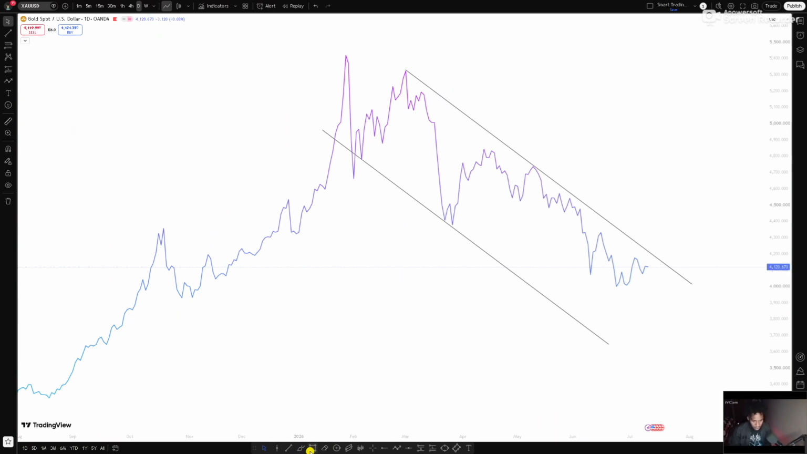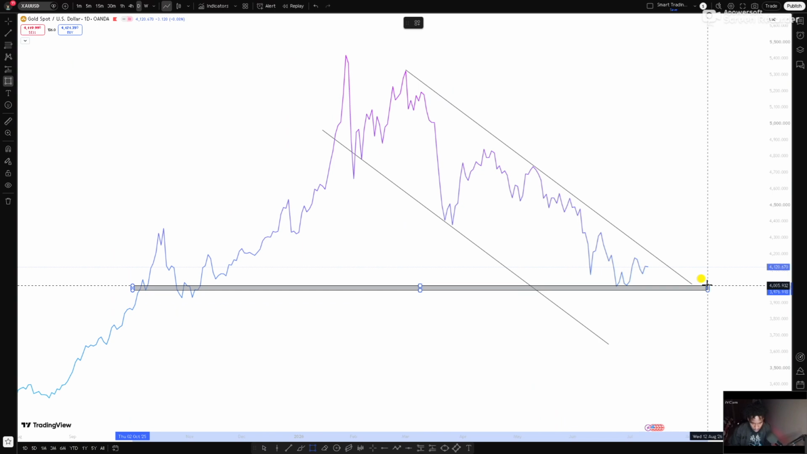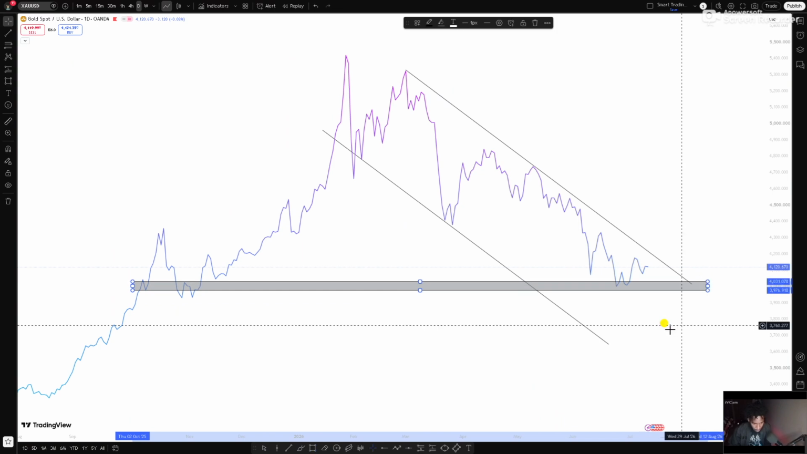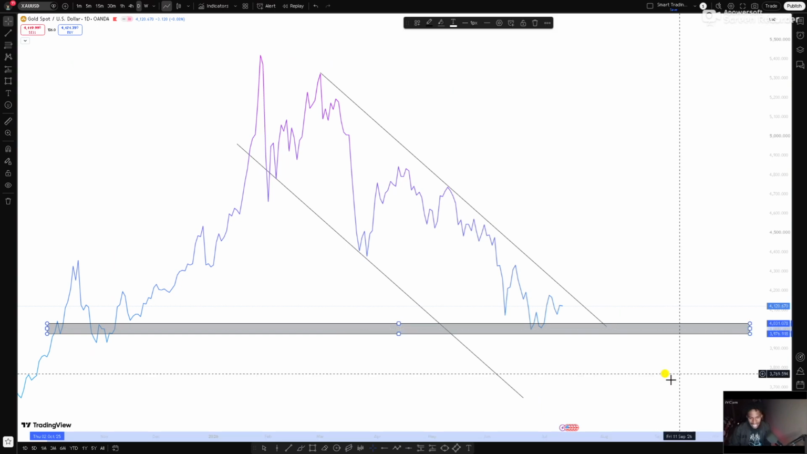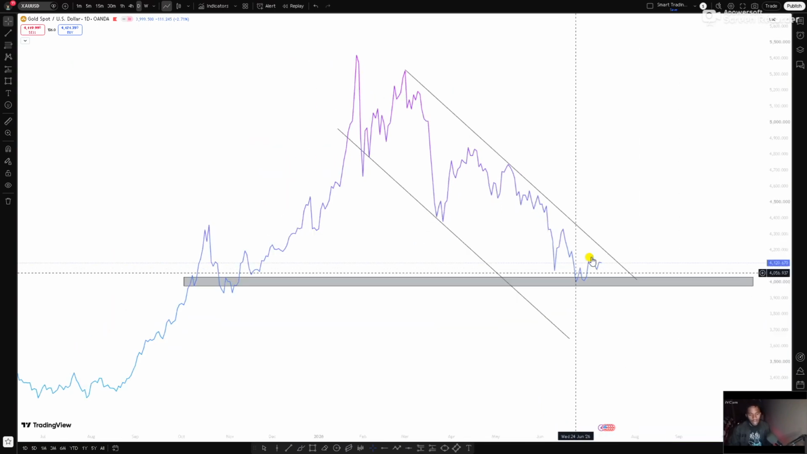So we just need to spot out what? Gonna spot out our horizontal demand. This will be our demand zone right over here. Let me get a zone somewhere there. This will be our zone, guys. This will be our demand zone, which is initially a support.